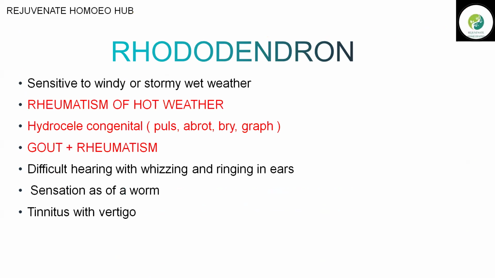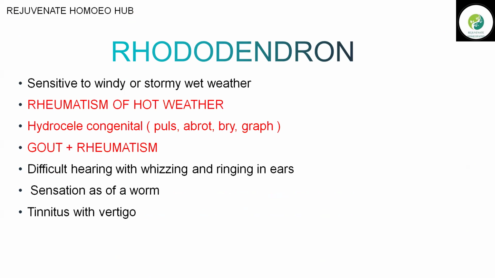Coming to rhododendron. Very sensitive to windy or stormy wet weather. Rheumatism of hot weather. Interesting, right? Here you see rhododendron is sensitive to windy, stormy, wet weather. Along with that, rhododendron is the remedy where they have summer rheumatism. Rheumatism of hot weather, that is rhododendron.